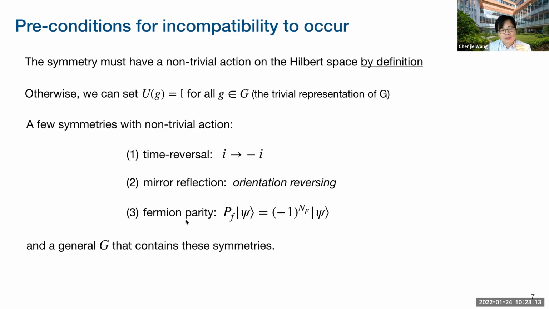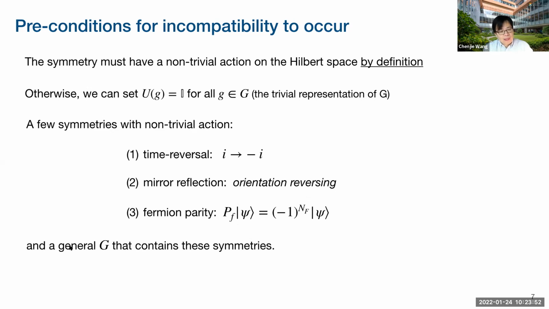Another symmetry with non-trivial action is fermion parity. If we consider fermion systems, then there is an operator which I denote as PF. It acts on the states in the fermion system in a way that if the state contains an even number of fermions, the action is 1. If it contains an odd number, it's -1. So in general, we have this kind of action. It depends on the number of fermions, where NF denotes the number of fermions in the state.